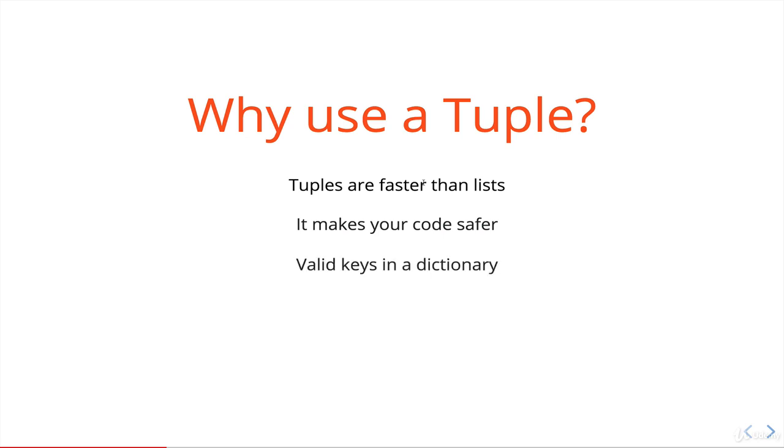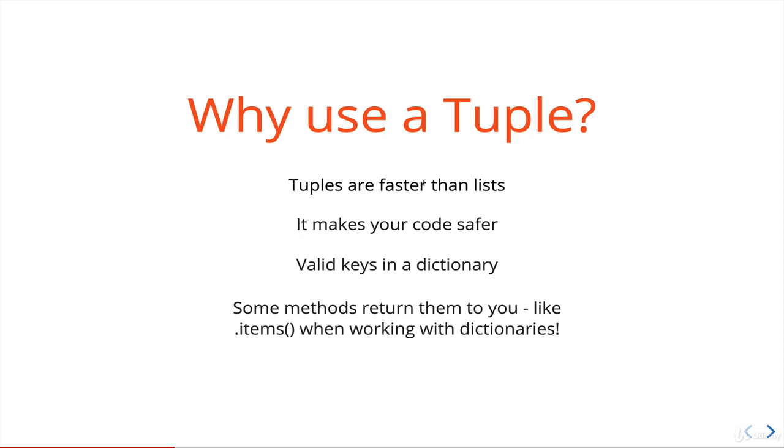Okay, so another thing is that we can use tuples as valid keys in a dictionary. So that's just another thing to know about. And you'll also see them in the wild. So we've actually already seen them. I hinted at it briefly when we saw dictionaries in the last section and we did .items on a dictionary.